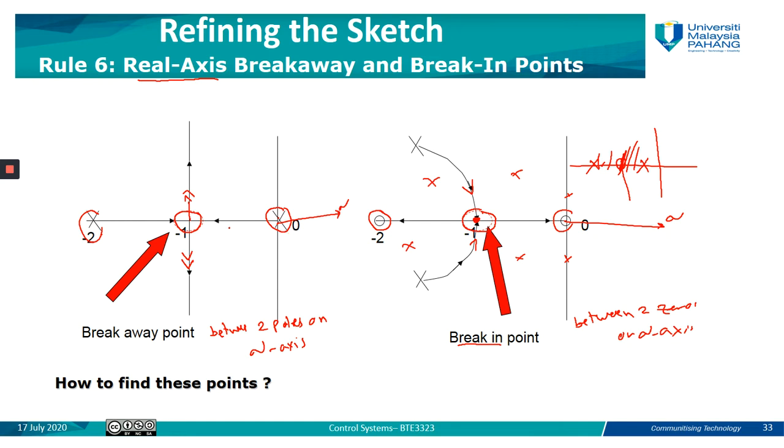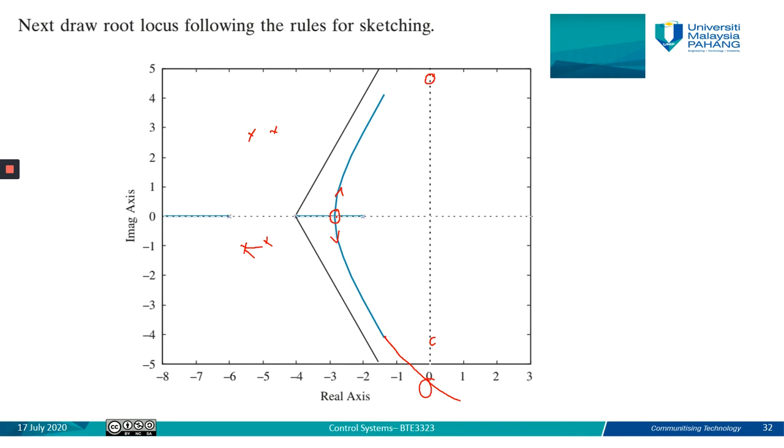Okay, so now we know the difference between breakaway and break-in points, but we don't know how to find or calculate these points. If this one is -2 and this one is 0, how do I know this point is -1? When I have the root locus like I saw in the previous figure, I know this point is 0 and this point is -1, but I don't know what the point here is. This we call the breakaway point. How can I know its value? Is it -0.5, -0.6, -0.7, -0.8? It is negative, because we are talking about the negative axis here.